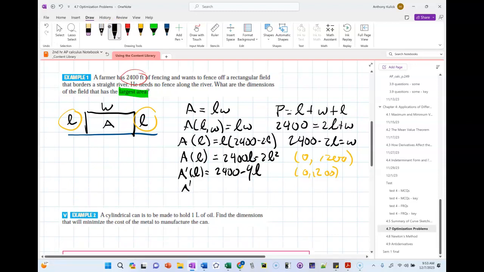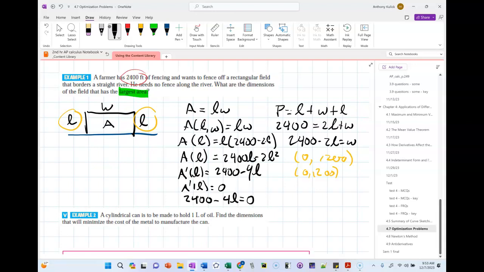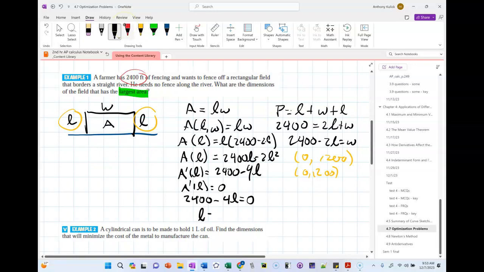So we set the derivative equal to 0. When we do that, we get L is equal to 600, right? Pretty okay. Now I need to check here, or I need to be careful, right? So I know we're operating on an open interval because you can't actually have 0 or 1,200, but you can go right up to it.